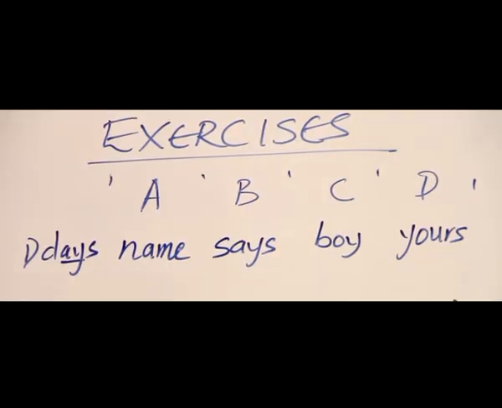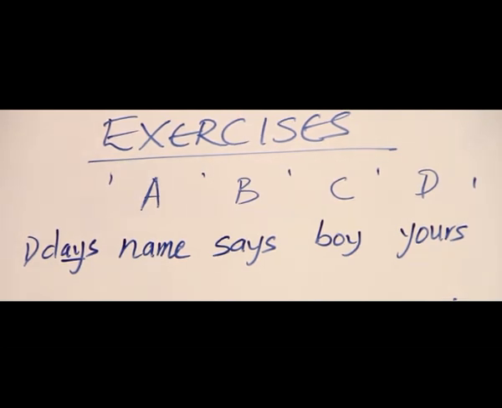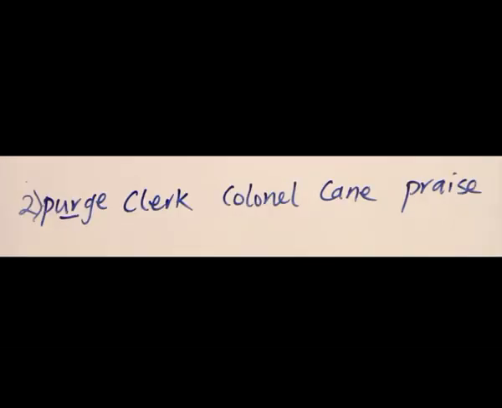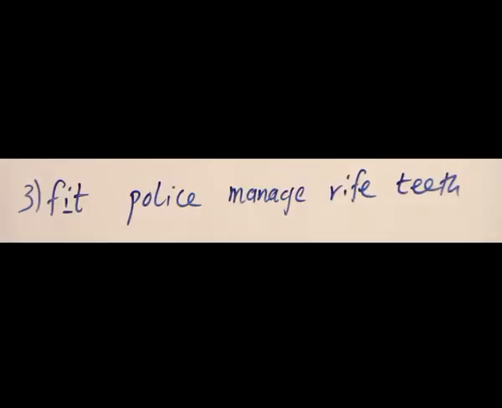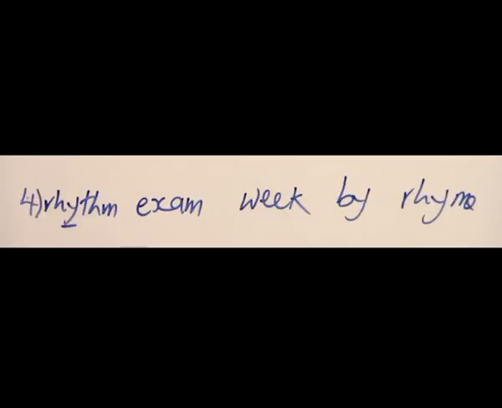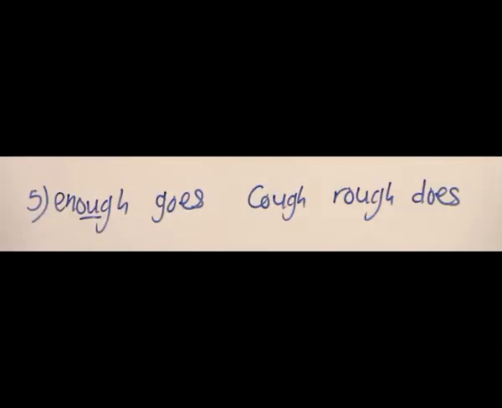Now to the exercises of today. From what we have done, I want to test you once more and see how you have improved in your identification of vowel sounds. So question 1. This is a given word. You have your options. Question 2. This is a given word. You have your options. Question 3. This is a given word. You have your options. Question 4, this is a given word, you have your options. Question 5, you have the given word and then your options.